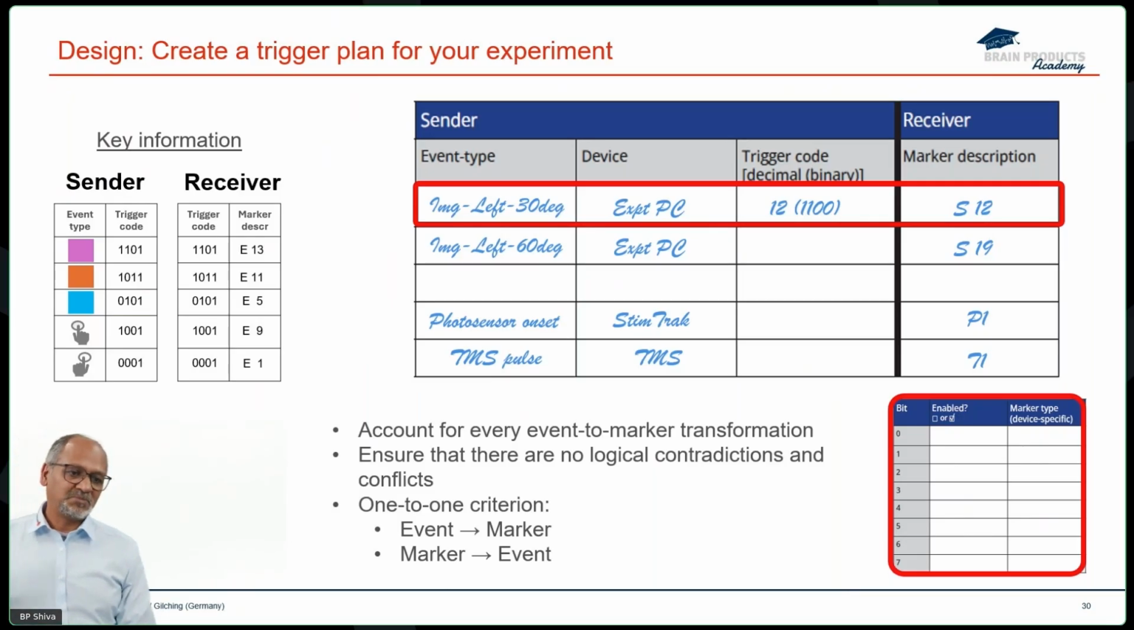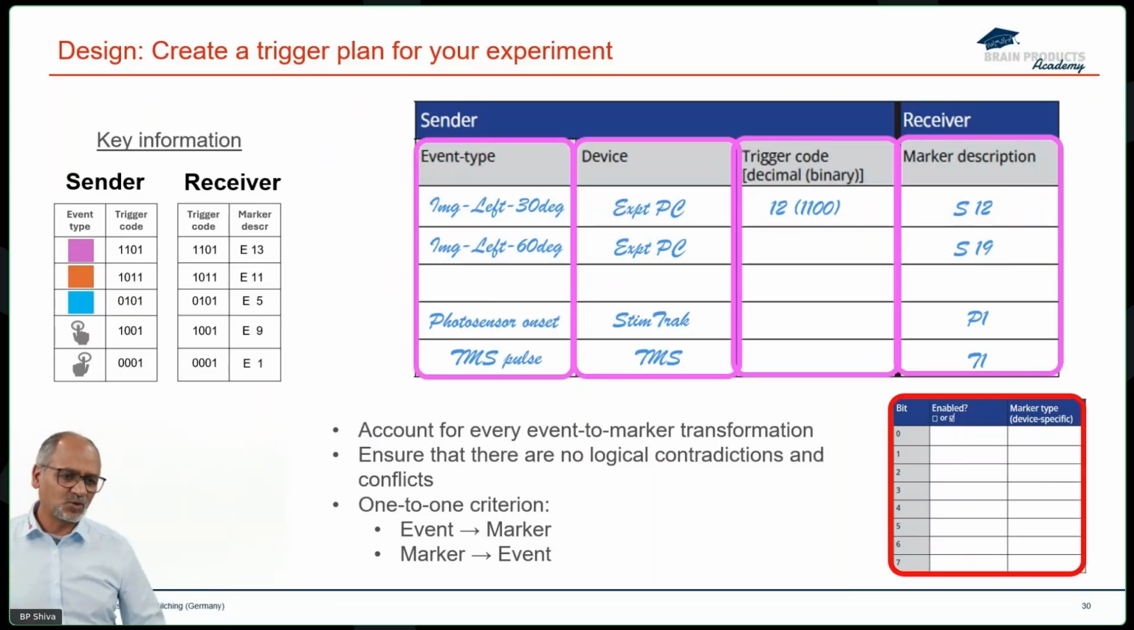Why is this crucial? Even though you might be able to successfully send one trigger across, it's crucial to consider all of them together, because they can interfere in complex ways and there may be logical contradictions and conflicts involved. And it's important to consider them column-wise.